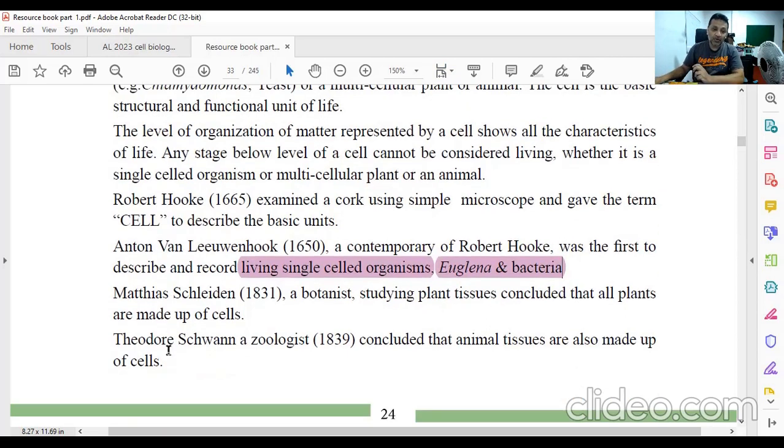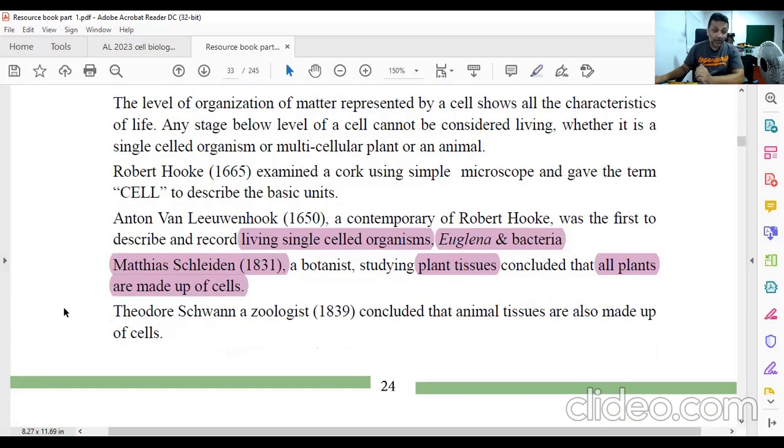The third person mentioned is Matthias Schleiden. Matthias Schleiden is a botanist. He studied plant tissues, and from studying plant tissues he gave us an opinion: all plants are made up of cells. So in the exam paper, if you are asked what the opinion or conclusion of Matthias Schleiden is, you have to point out that all plants are made up of cells.